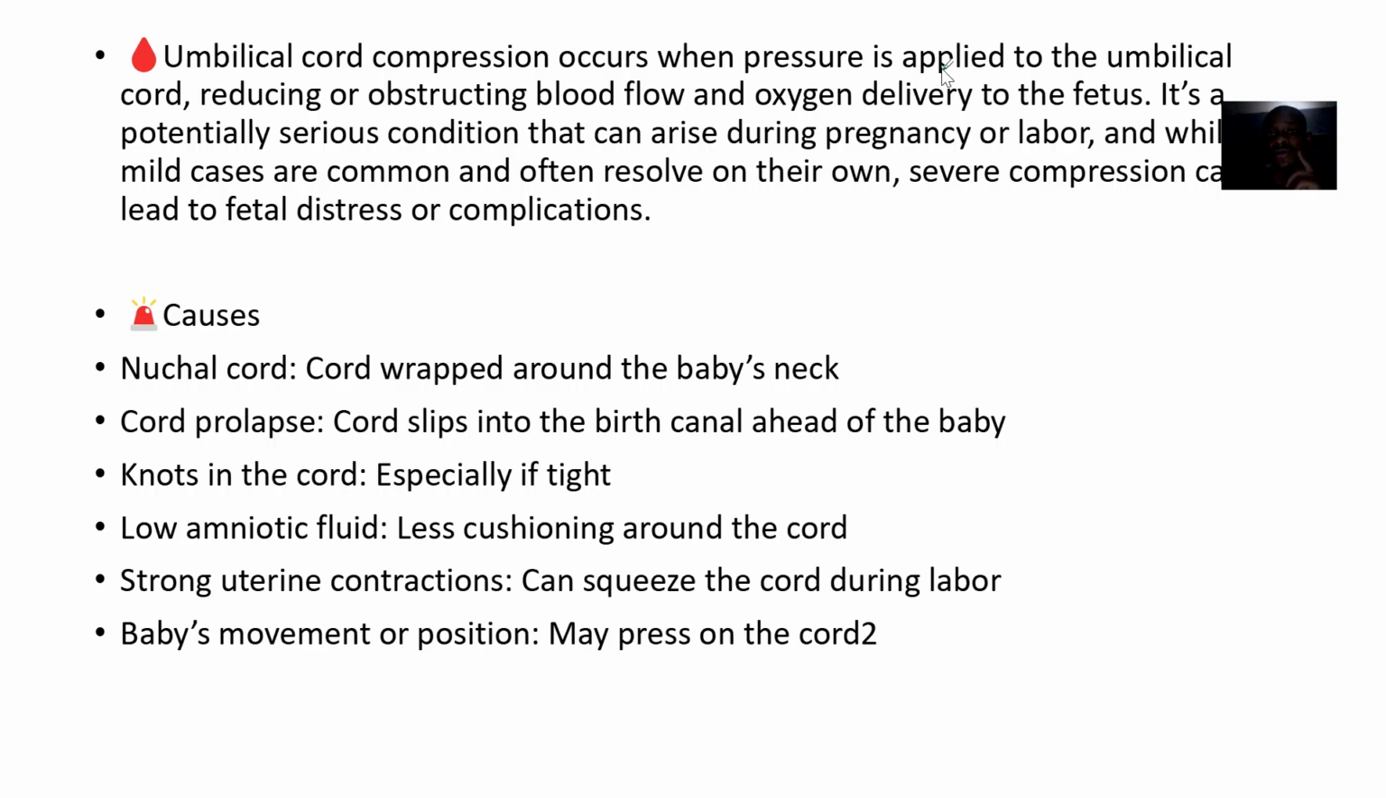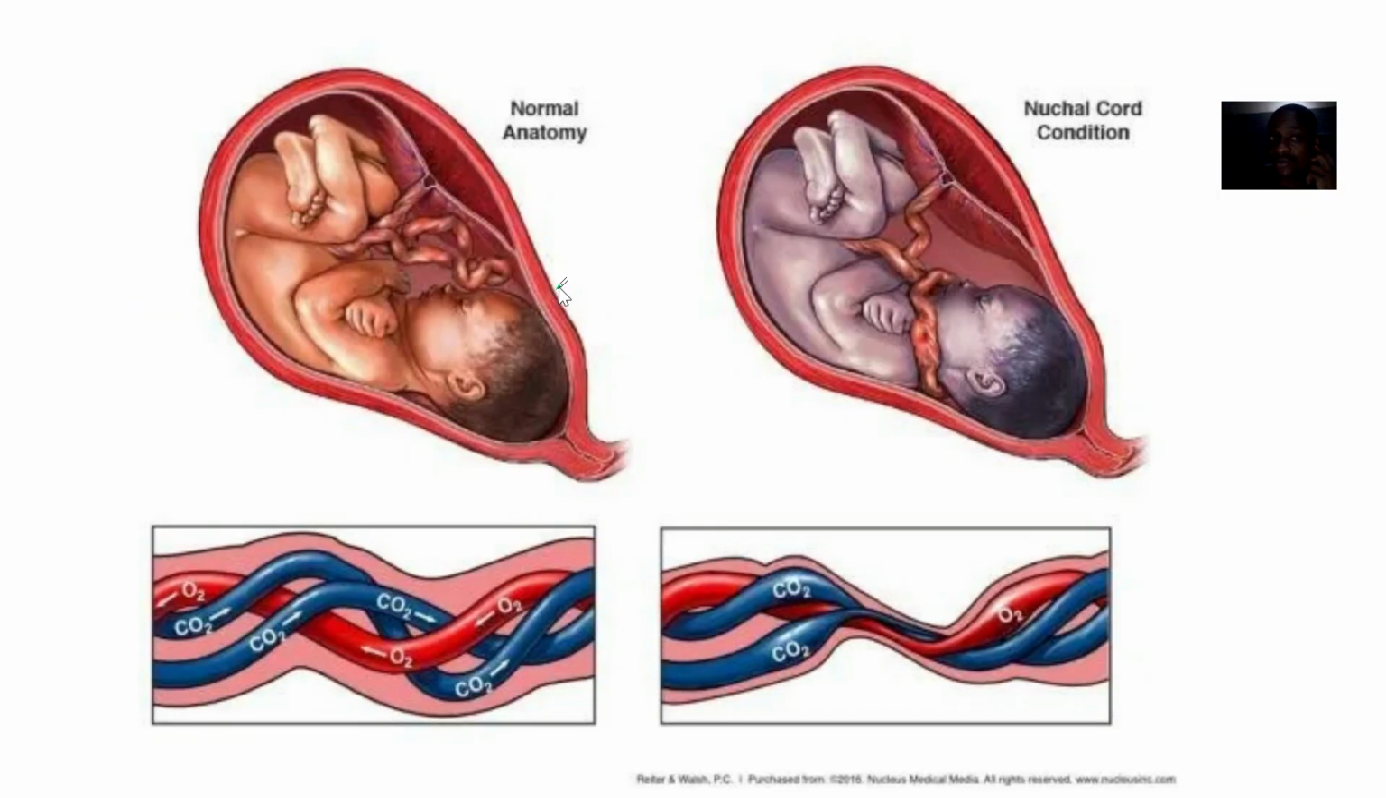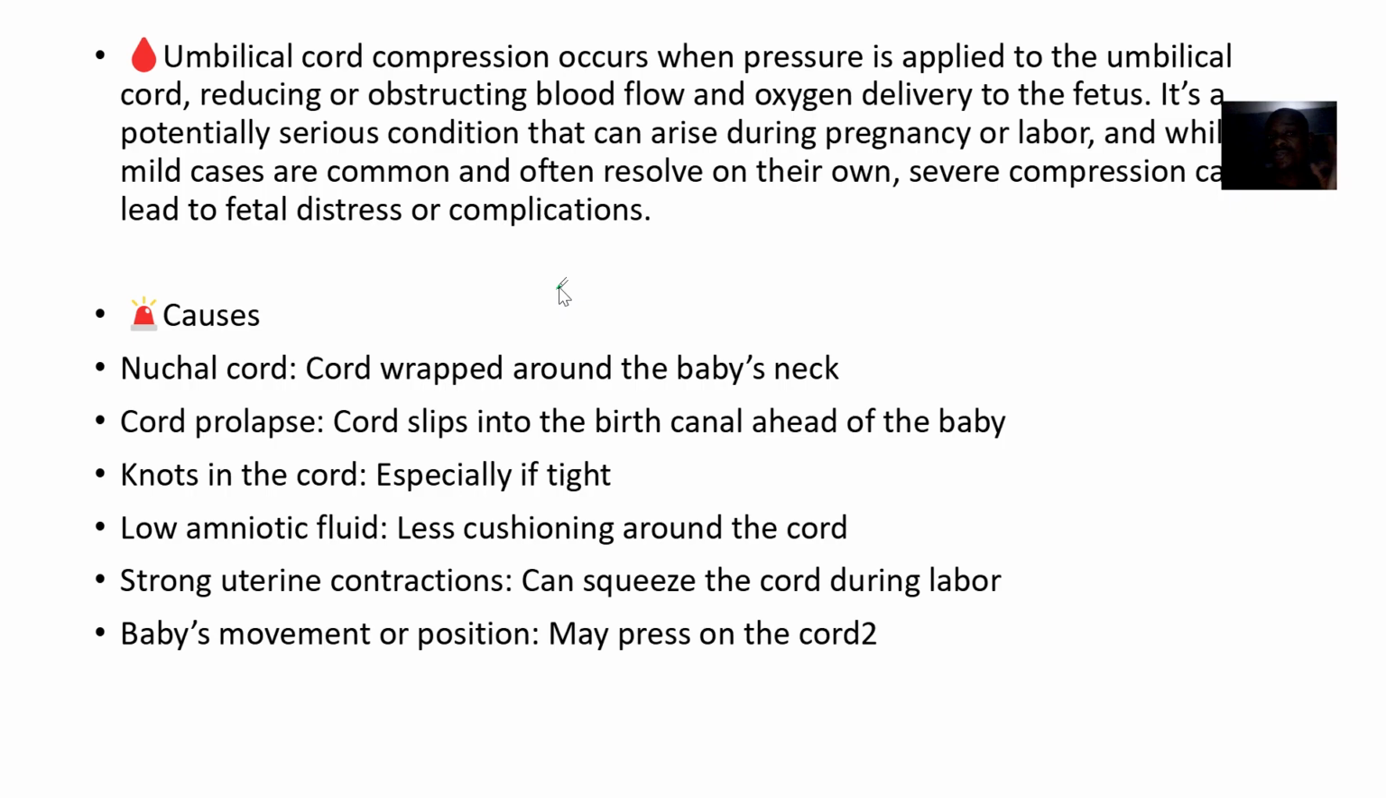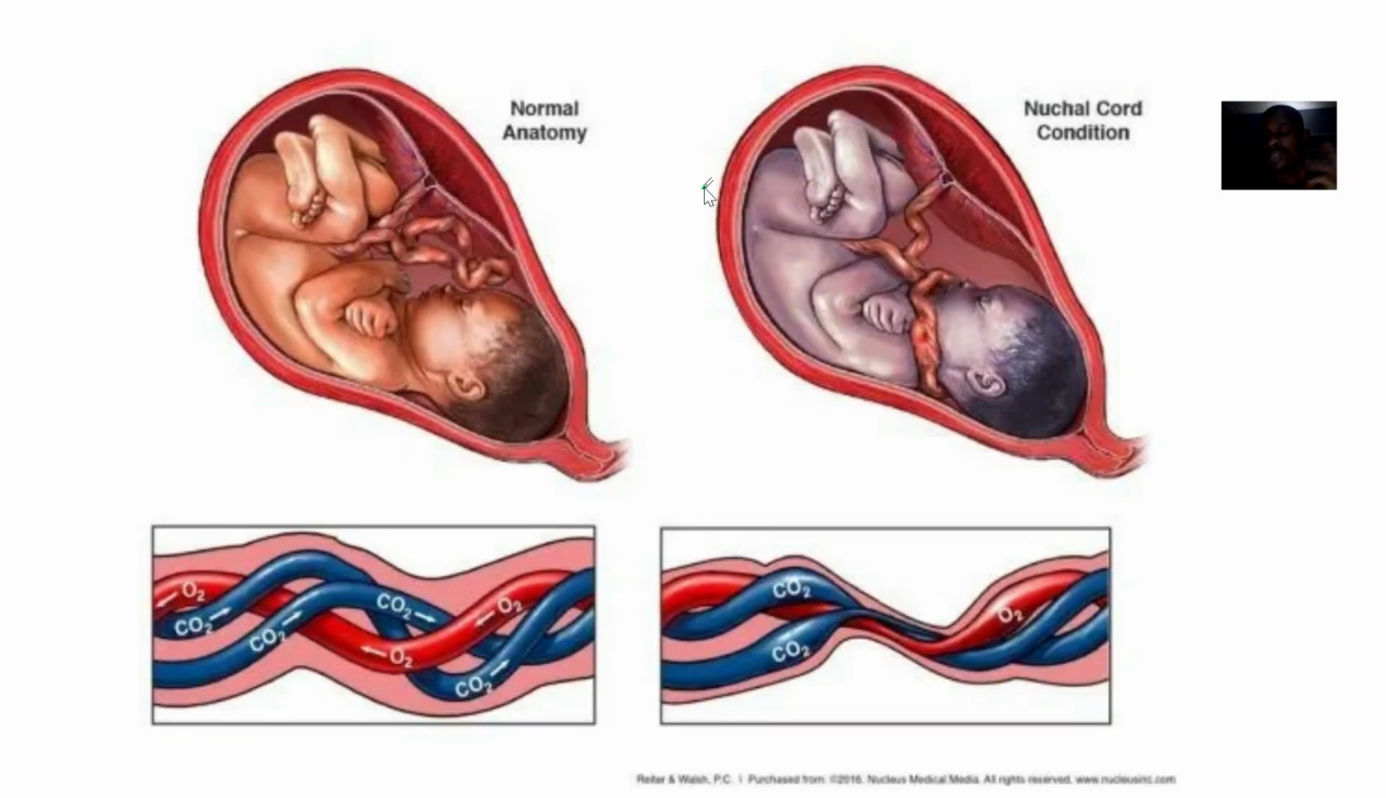So it occurs when pressure is applied to the umbilical cord. This can reduce blood flow, reduce oxygen flow, or obstruct it totally. So it's a serious condition. It arises during pregnancy or labor, and while mild cases are common, most of the time it resolves on its own. For example, if the cord is wrapped around the leg of the baby or around the neck, sometimes if the baby keeps turning, it can loosen up by itself. You understand that kind of thing?